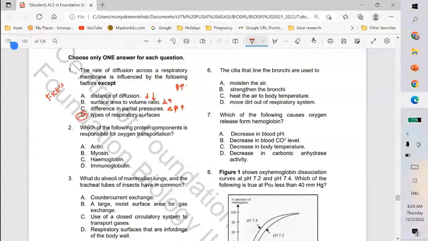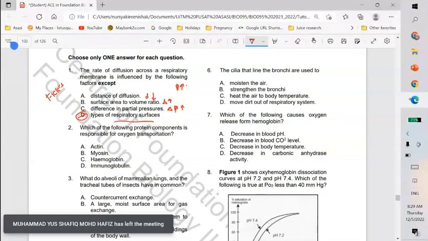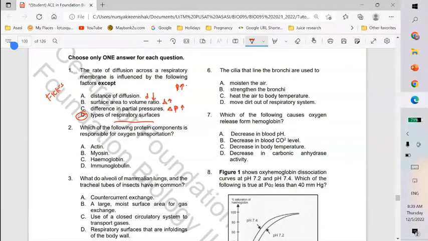The partial pressure of oxygen there is 100. So 105 versus 100. So oxygen from the alveolus can diffuse through and enter into the blood capillaries. And so there must be a difference in the partial pressure of oxygen and also of carbon dioxide. Types of respiratory surface has nothing to do with it. It is not related to influencing the rate of diffusion.